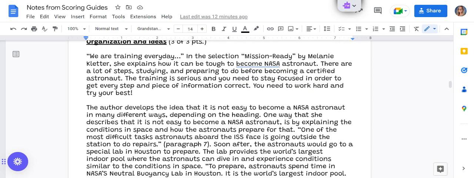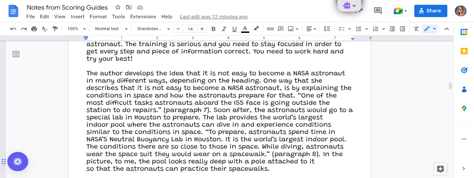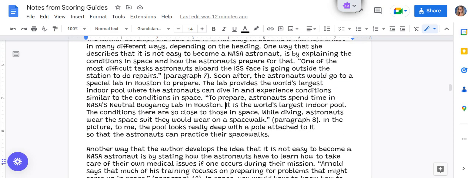Here's the one that had this introduction. So notice I see quotation marks. They're telling you what paragraph they found it in, but then this part is in their own words. They're putting that in their own words. They're paraphrasing. And I like this.